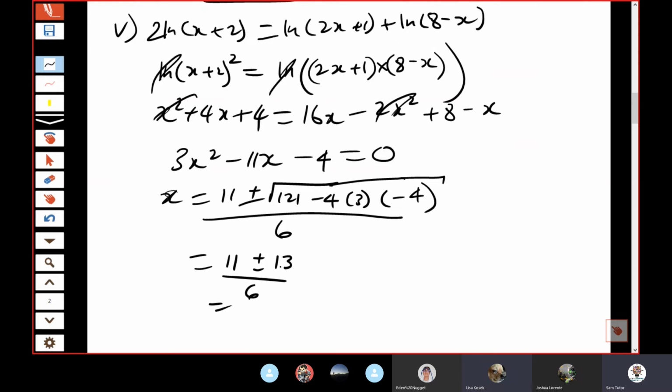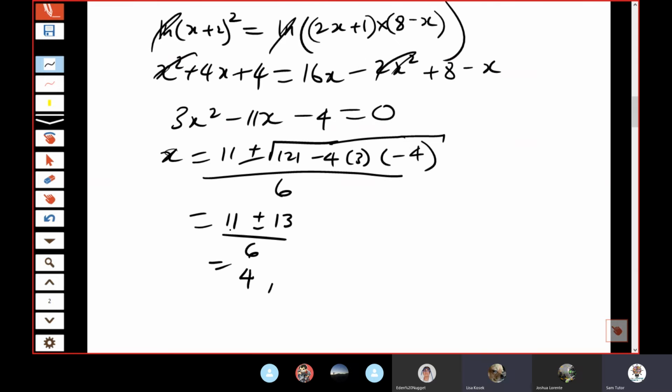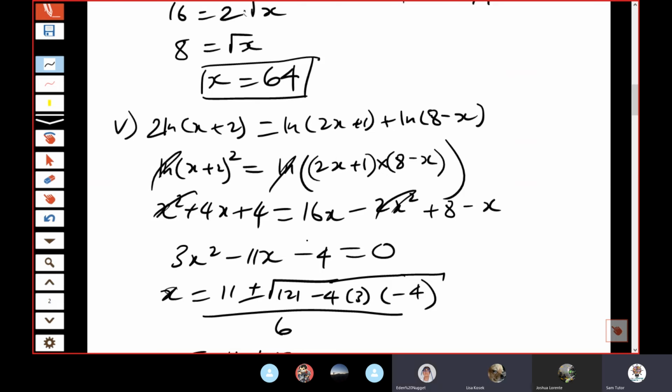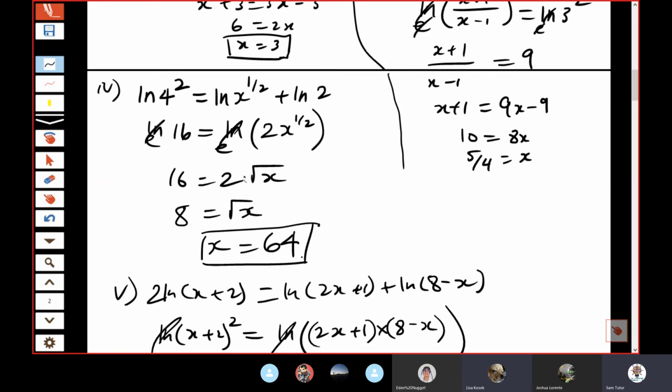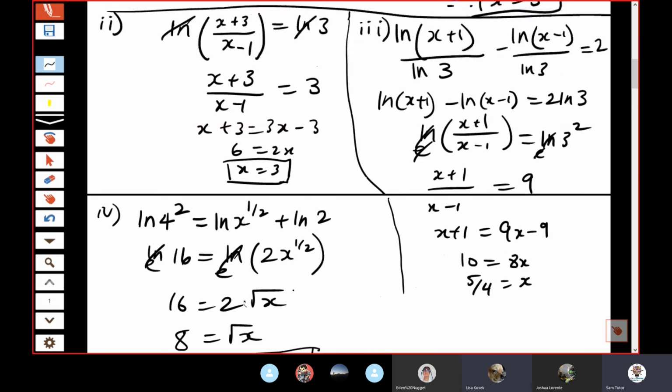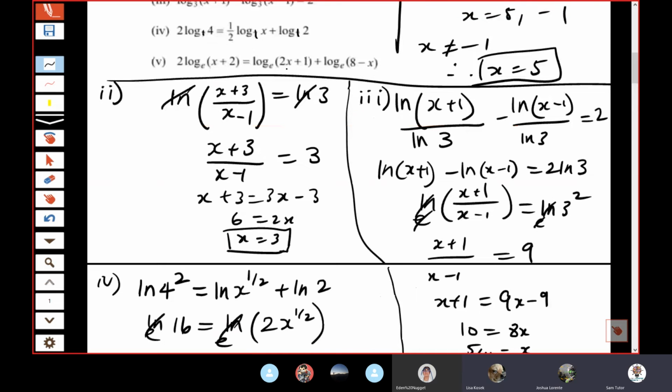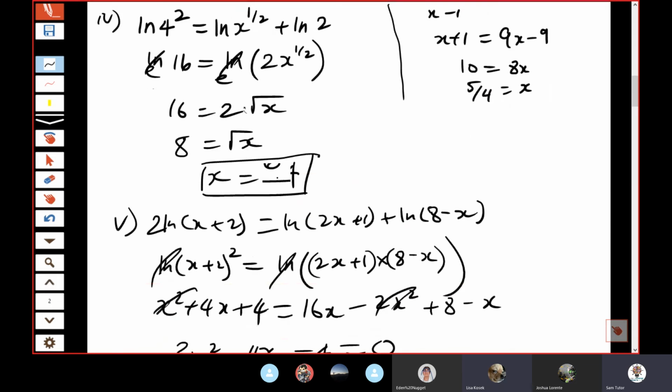11 plus 13, 24 over 6 is 4. 11 take away 13 is negative 2 on 6, which is negative a third. Let's go back up and check negative a third. Negative a third plus 2, that's not a problem. 2 times negative a third plus 1 shouldn't be a problem. So negative a third works.